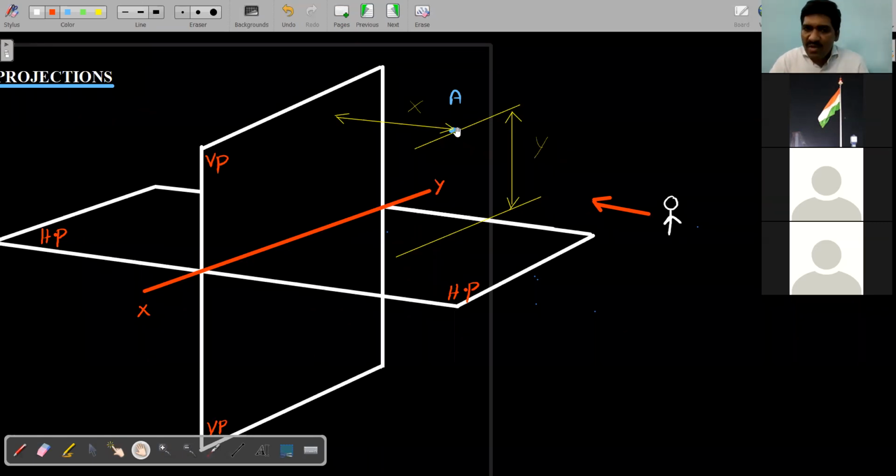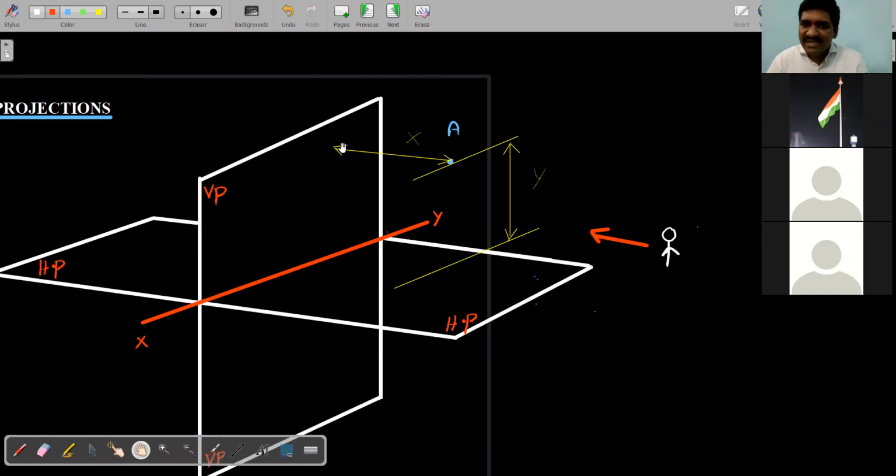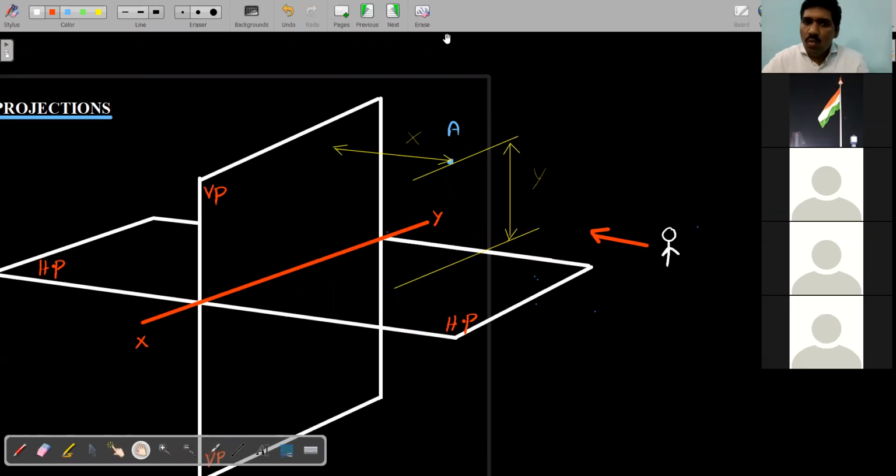What about x? Can you see this distance x, all of you? No, this distance x you can see only in the top view. For example, just see, this is my body, right? So this is my body. Okay, and for example, you are standing in front of me. So if you stand in front of me, definitely you can see the height of my body. Is it or not? But can you see the distance behind my body from the wall?